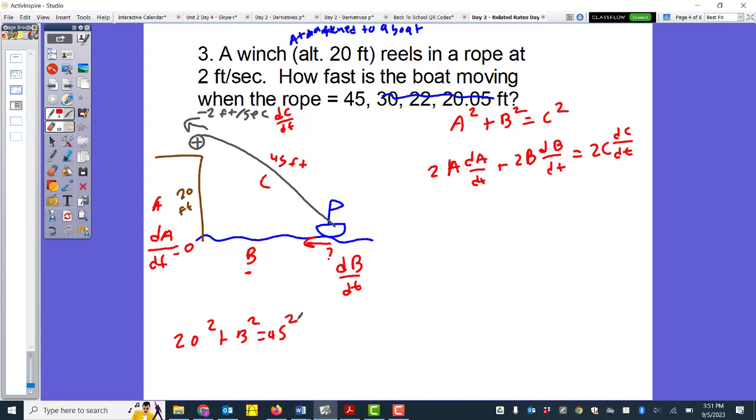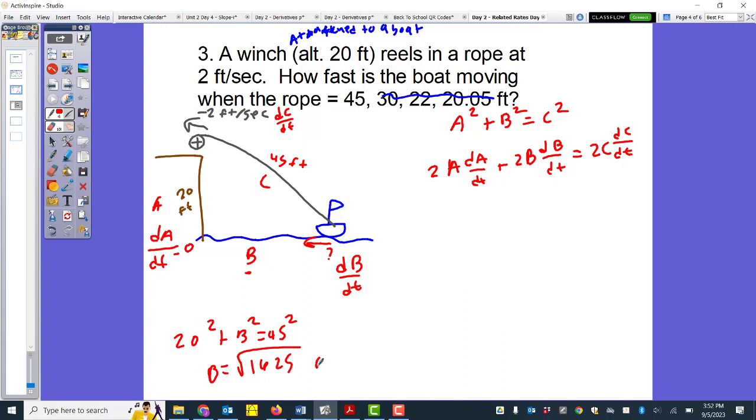And at this point, we're dealing with a calculator problem. And so some of the problems in this unit will be calculator. And so we're just going to solve. B is equal to the square root of 45 squared minus 20 squared, which is 1625. Don't think that's a perfect square. I could be wrong, though. It is not a perfect square. All right, so there's our B.